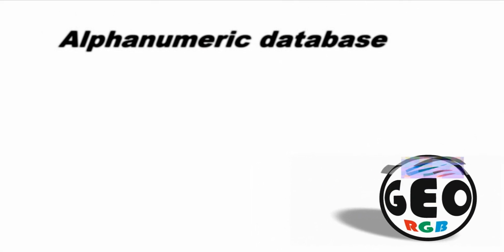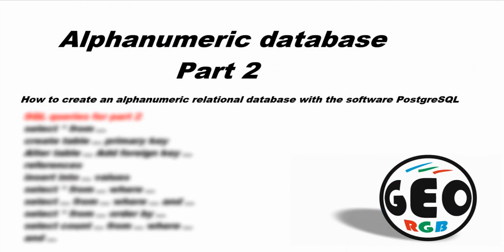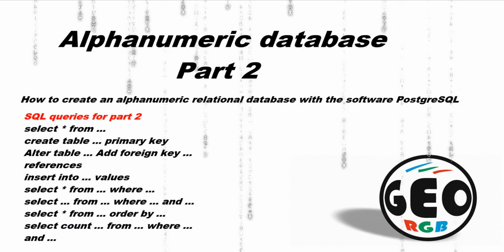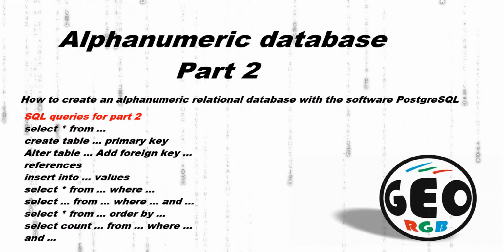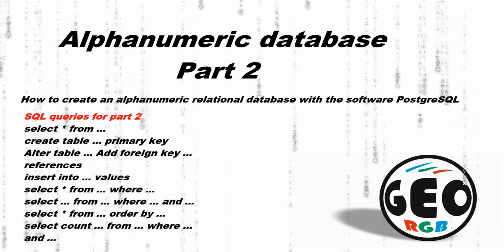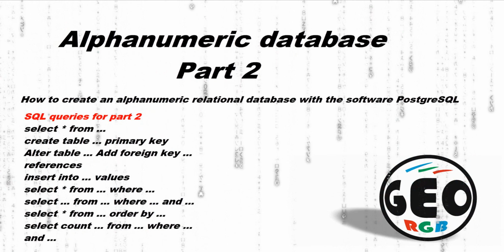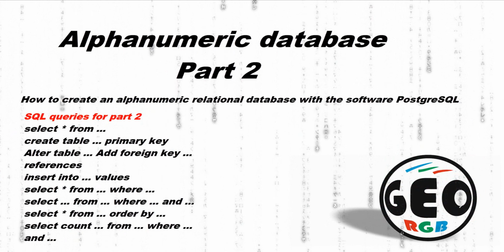This is the second part of the alphanumeric database using the software PostgreSQL. In this second part, we are still working with the Lucidchart website, developing our entity relationship diagram. We are going to see what cardinality is, the connection between two tables, and how we can link these two entities through the primary key and the foreign key.